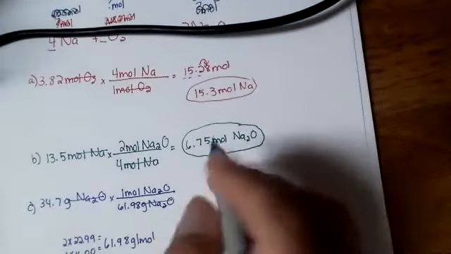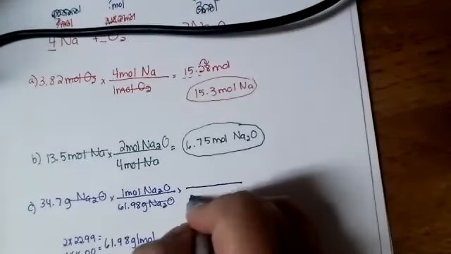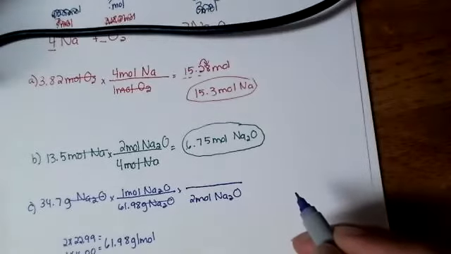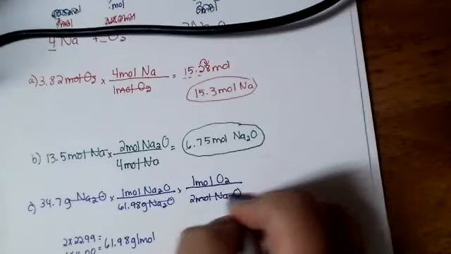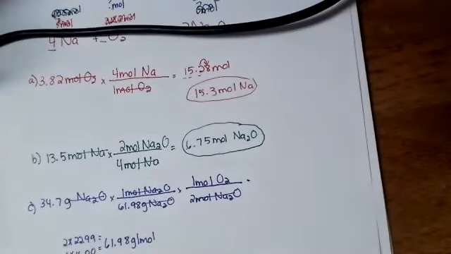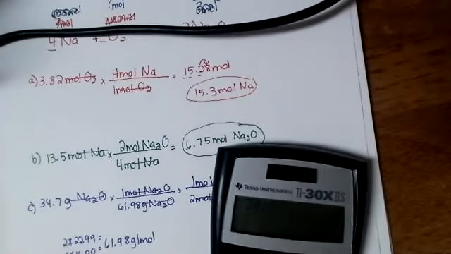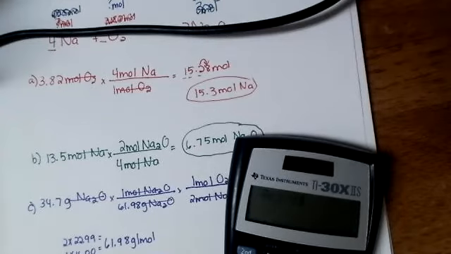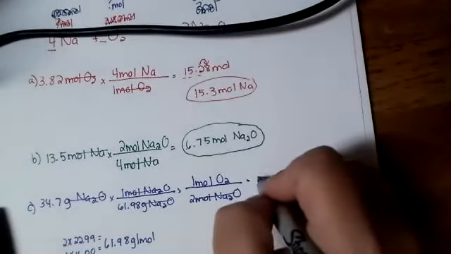No. Now I have to bridge the gap. To do that, I use my mole to mole ratio. So I had 2 moles of sodium oxide on the bottom, and 1 mole of oxygen on top. Those cancel out, and now I'm just going to plug and chug. 34.7 times 1 divided by 61.98, divided by 2.